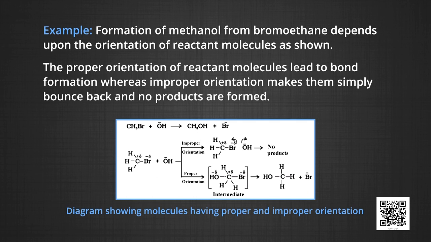For example, formation of methanol from bromoethane depends upon the orientation of the reactant molecules as shown in the figure. The proper orientation of the reactant molecules leads to bond formation, whereas improper orientation makes them simply bounce back and no products are formed. Here in the figure you can see the impact of the collision and the effect of the proper orientation. If the molecules are properly oriented, products are formed, and if they are not properly oriented, no products are formed. The diagram shows you the molecules having proper and improper orientation.